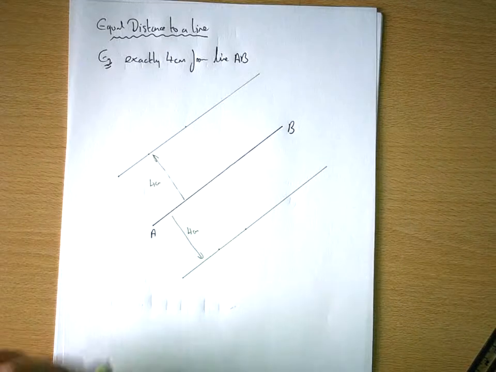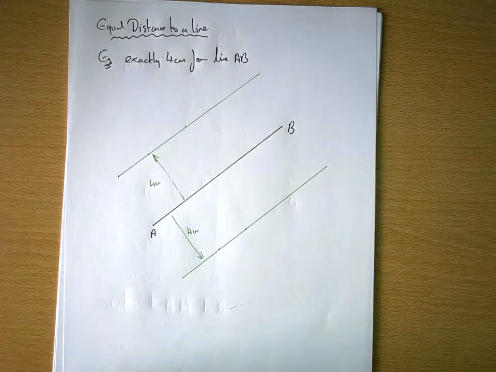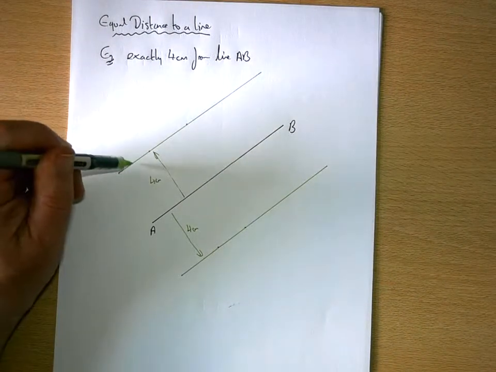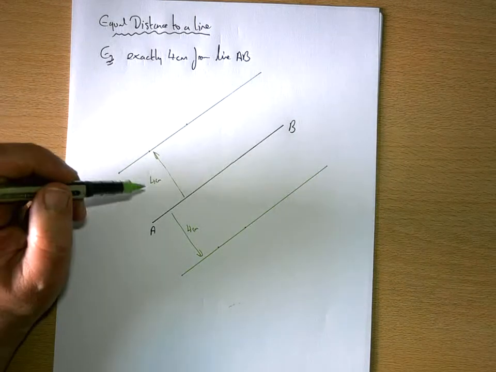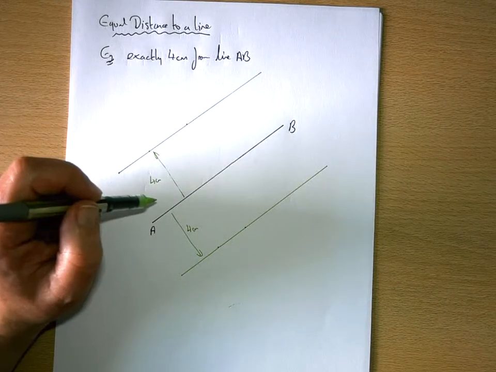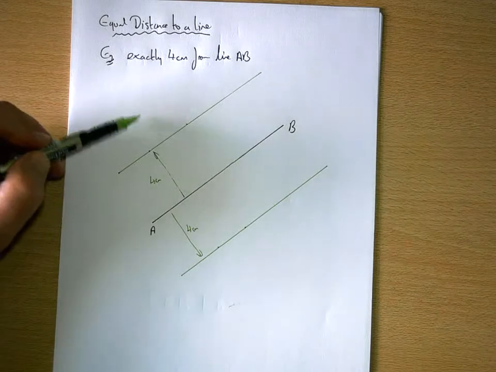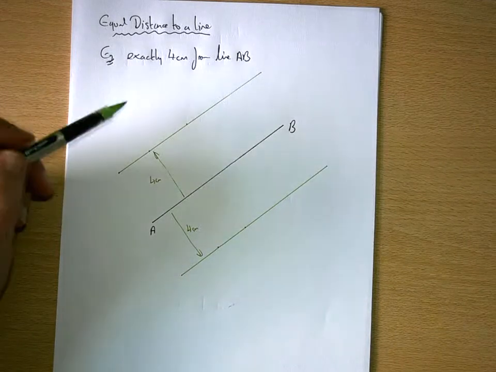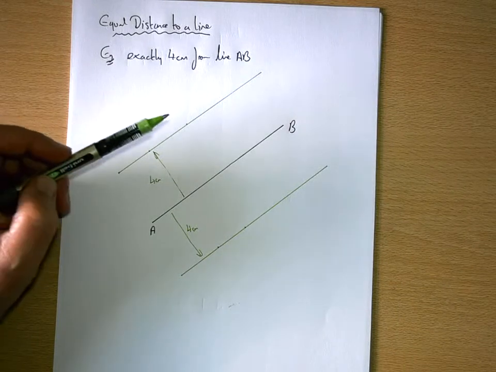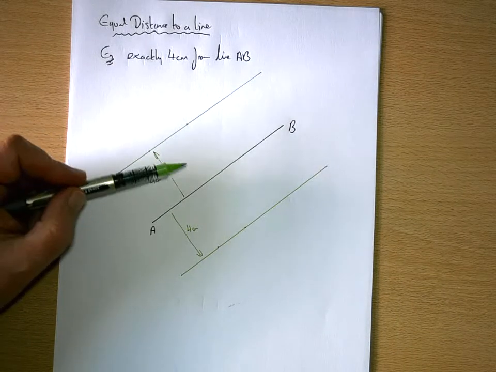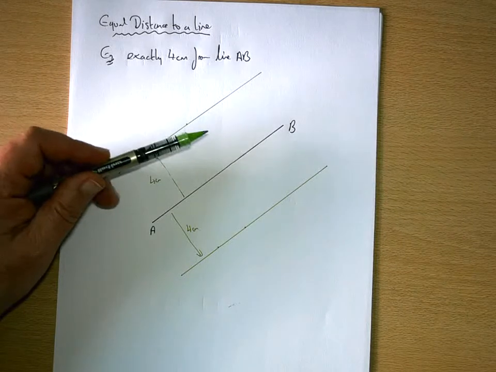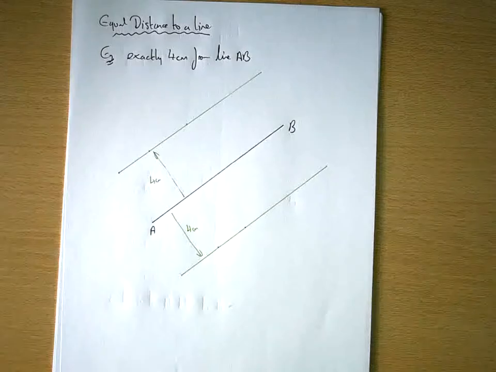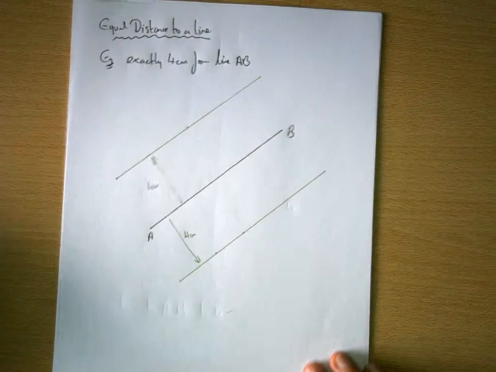Again, depending on the language, if it says it has to be exactly 4 centimeters from AB, then it's going to lie on the line. If it says it has to be more than 4 centimeters from AB, then you'd be shading out here. It would be beyond the line. If the language was such that it needed to be at most 4 centimeters from the line, then you would be shading inside the parallel line, because the boundary would then be the outer region. So that's an equal distance to one line.